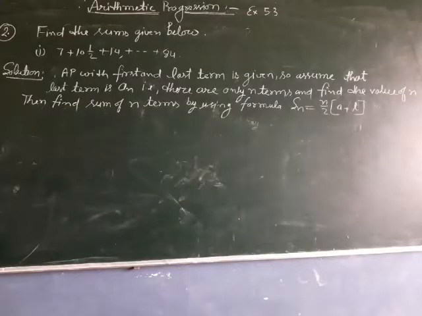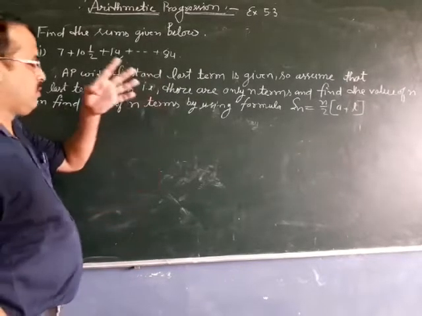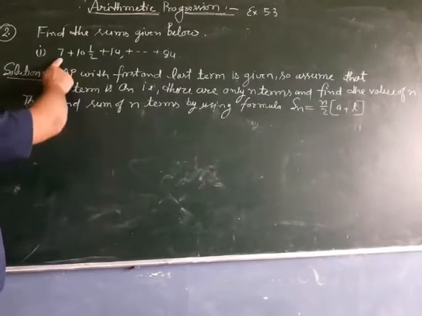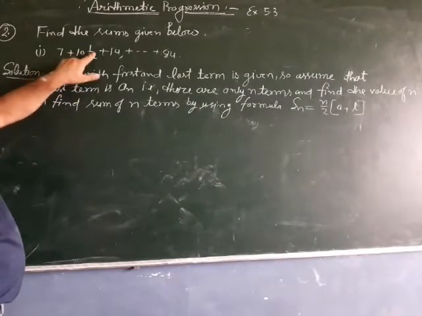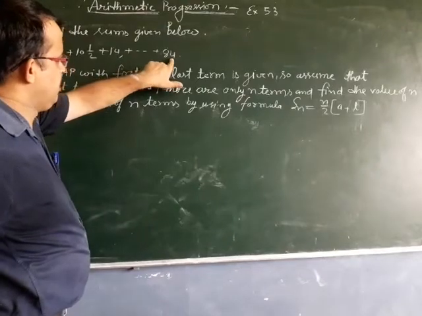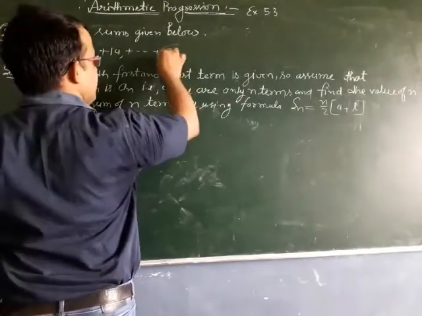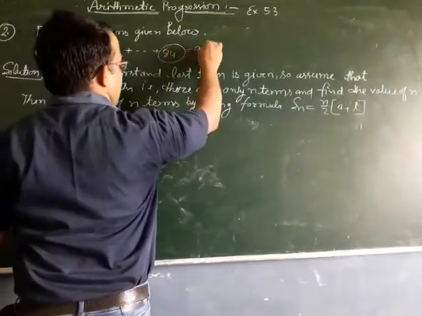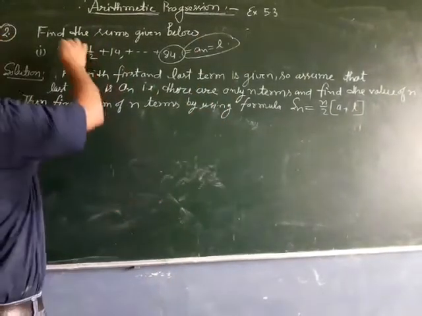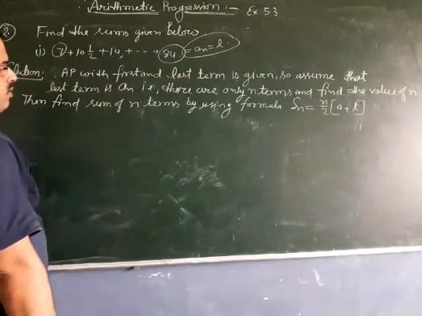Now your second question. Find the sums given below. Now we discuss only the first one here. The series given is 7 plus 10 and a half plus 14 plus up to 84. This 84 is the last term, this is an, and this is the first term. Clear? So we find here.